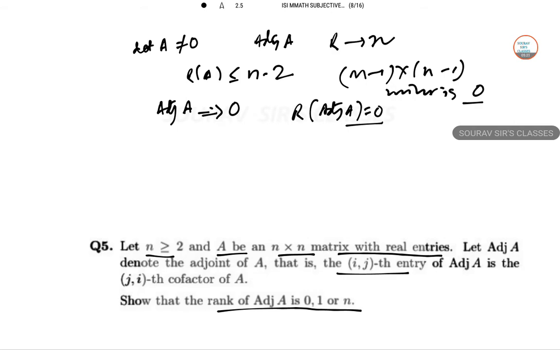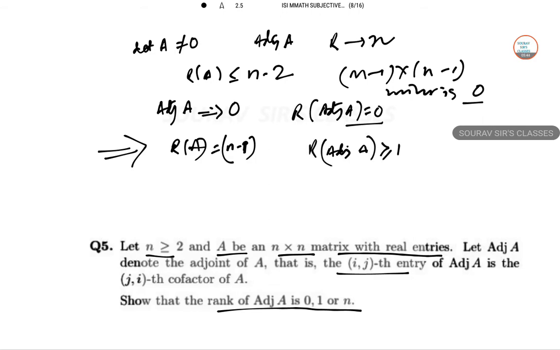Now we need to get into the next case. Assume that the rank of A is n minus 1. So there exists a non-zero n−1 by n−1 minor, so the rank of the adjoint of A is greater than or equal to 1. Denoting that A_ij is the (i,j)th cofactor of A, the adjoint of A has (i,j) entry A_ji.